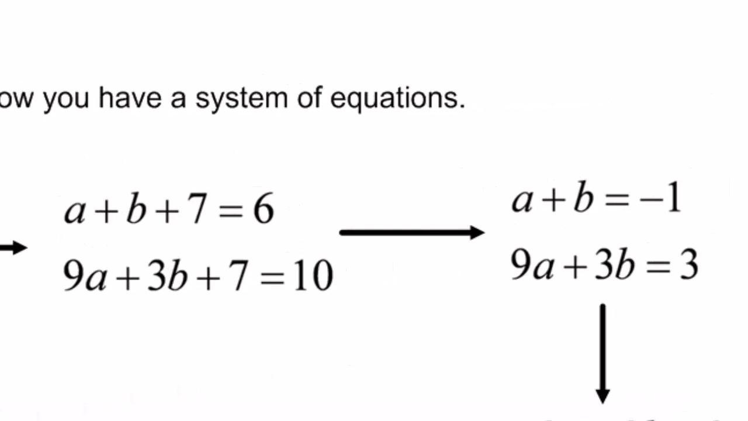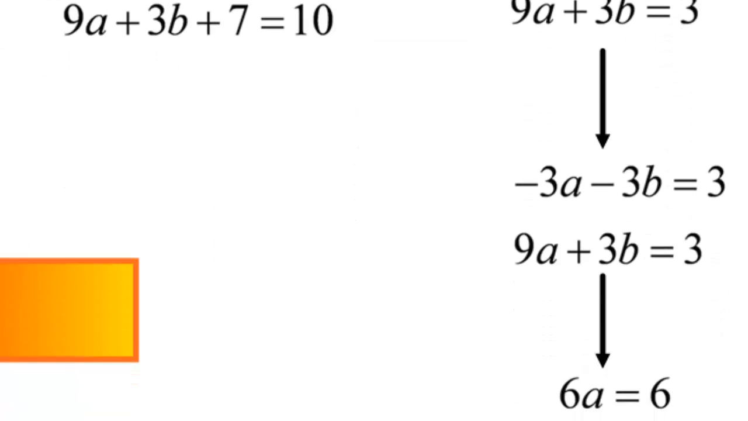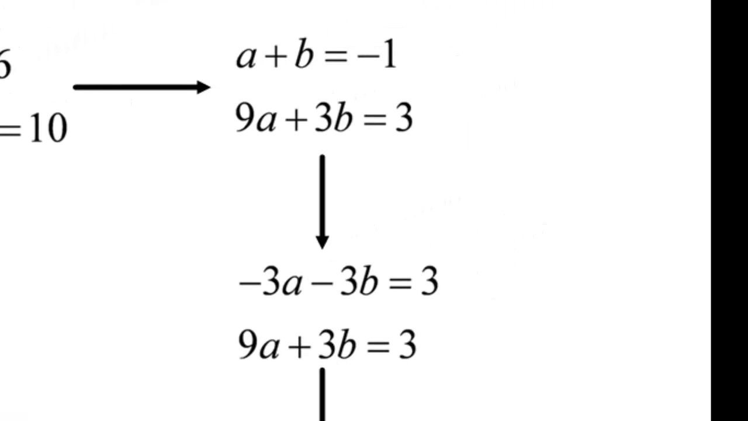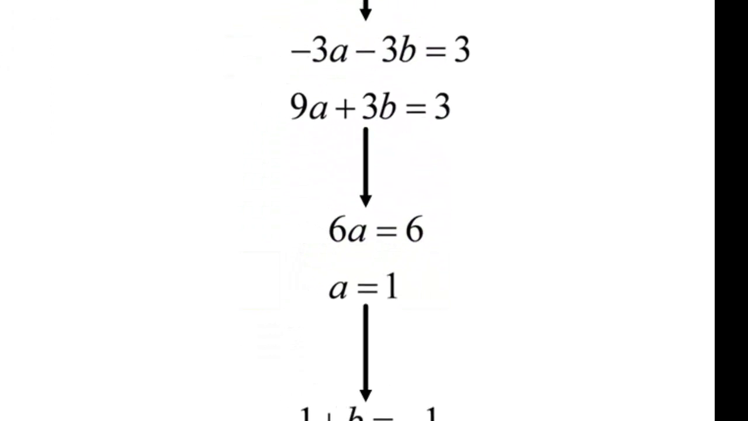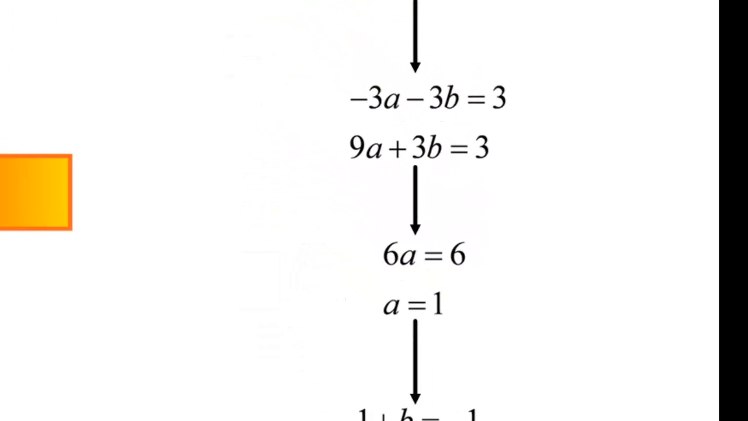When I subtract 7 from both sides of both of those equations, I get a plus b equals negative 1, and 9a plus 3b equals 3. This is now a simple system of two equations, two unknowns. I'm going to choose to use the elimination method. So I multiply a plus b equals negative 1 by negative 3. That yields negative 3a minus 3b equals 3. And when I add that to 9a plus 3b equals 3, I get the b's to cancel.